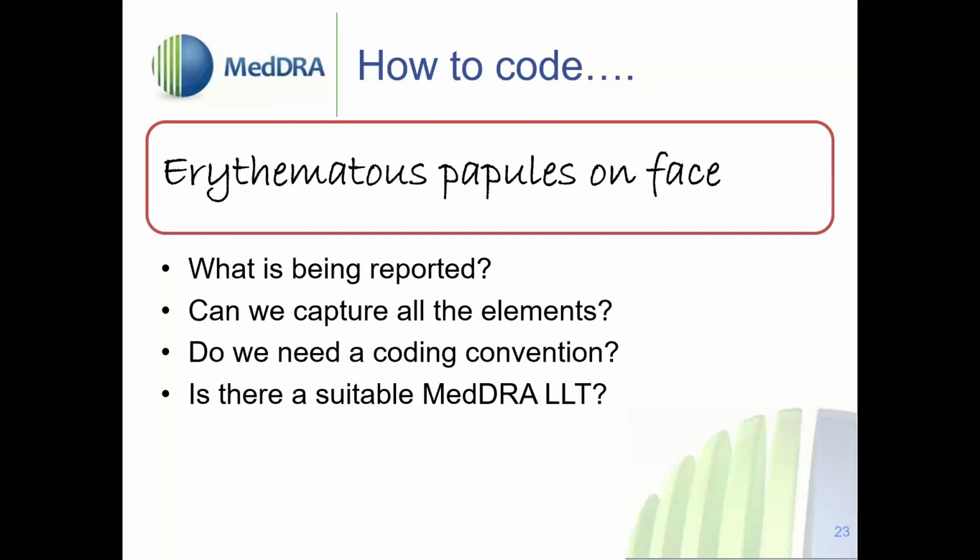Thank you. So, erythematous papules on the face, another rash term here. What's being reported here? What do we know? What can we make sense of? How can we capture all the elements? Well, we're told it's erythematous and it's papules and it's on the face. So we've got three pieces of information there, and maybe we need to prioritize those. Can we find a term that captures all three, or would we need some kind of coding conventions?